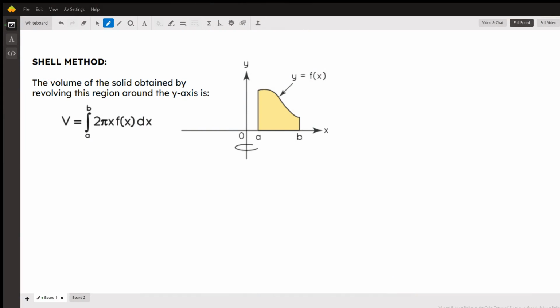Okay, the problem you're doing is rotating a region that is above the x-axis from A to B around the y-axis, and you can use the shell method to do that. The volume of such a region is the integral from A to B, the values on your x-axis that the region is between, of 2 pi x f of x dx.